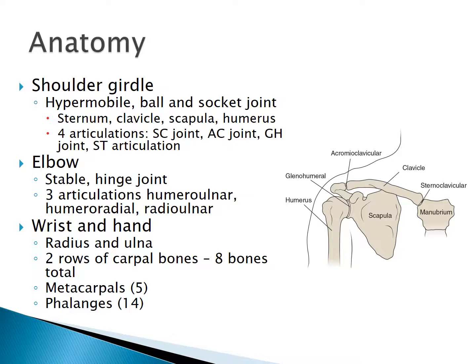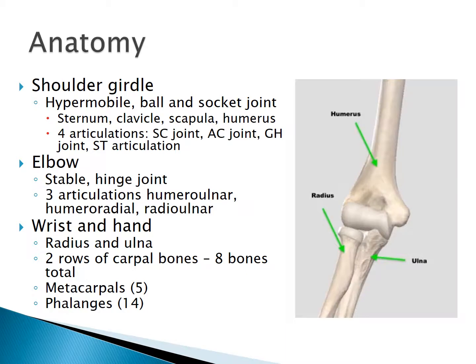The SC, AC, and GH joints are true bony articulations, while the ST articulation allows the scapula to glide on the ribcage. All of these articulations must work together to allow for a fully functional shoulder girdle. The scapula must be able to move and adjust its position to allow the humerus to be properly positioned for optimal function. Dysfunction of the scapula is often a contributor to chronic issues at the shoulder, thus making scapular control exercises a staple of upper extremity rehabilitation programs.